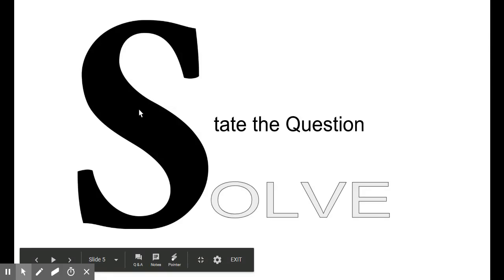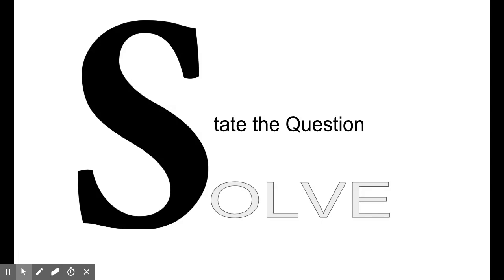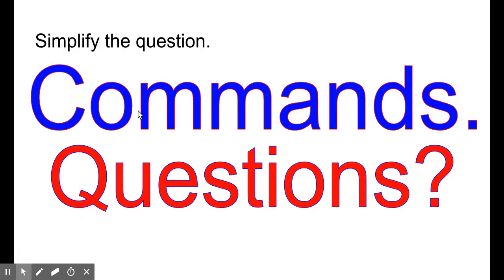Okay, so the first step of the solve strategy is state the question. This means you've got to figure out what the question is in the word problem, which is also known as what are we doing? So to figure out what the problem is, you need to simplify it. Simplify means to make it easier for you to understand.